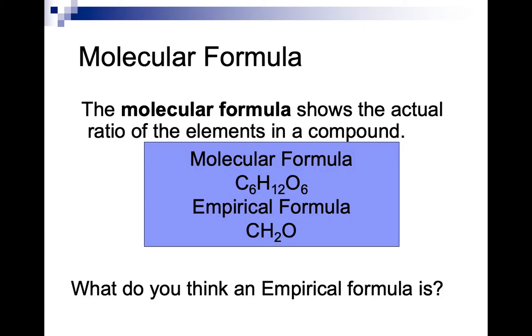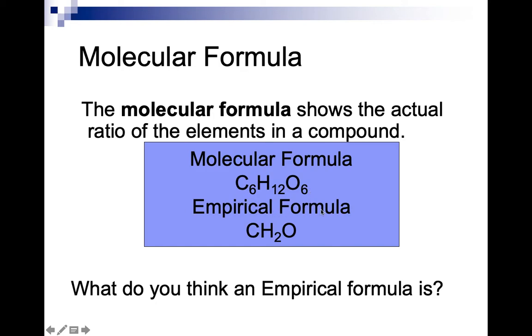So what is a molecular formula? As you can see here, a molecular formula shows the actual ratio of the elements in a compound. Here you have an example, C6H12O6. You probably all remember this from biology. This is glucose. This just says that this particular compound, known as glucose, is made up of 6 carbons, 12 hydrogens, and 6 oxygens.